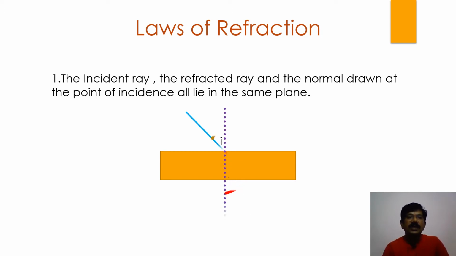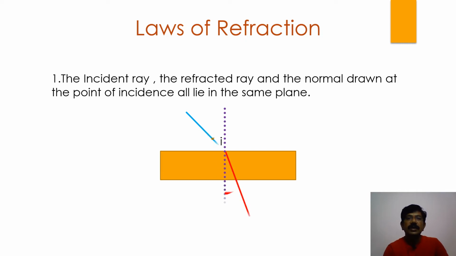The first law of refraction says that the incident ray, the refracted ray and the normal drawn at the point of incident all lie in the same plane. Observe this one. This is the incident ray and this is the refracted ray. This is the normal drawn at the point of incident. The incident ray, the refracted ray and the normal drawn at this point of incident all lie in the same plane, in the plane of paper. This is the first law of refraction.